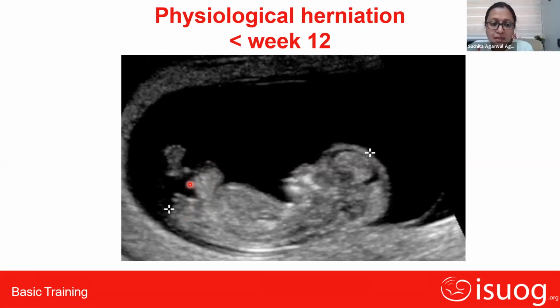So this is the fetus of 11 weeks, and this is what I find. I find a structure like an omphalocele. Should I classify it as an omphalocele? No. I will wait for another 1 week or 10 days. Again, call the patient and see whether this is continued or not. Because at less than 12 weeks, there's a physiological herniation of the midgut.